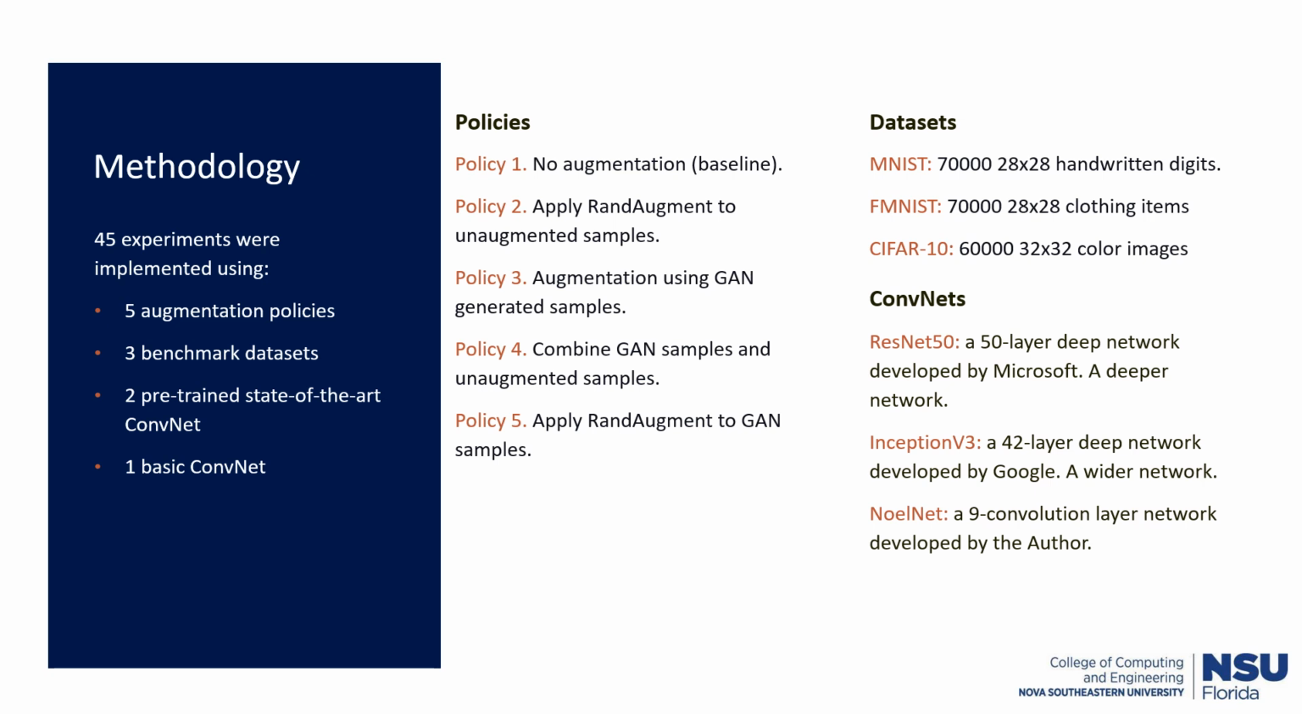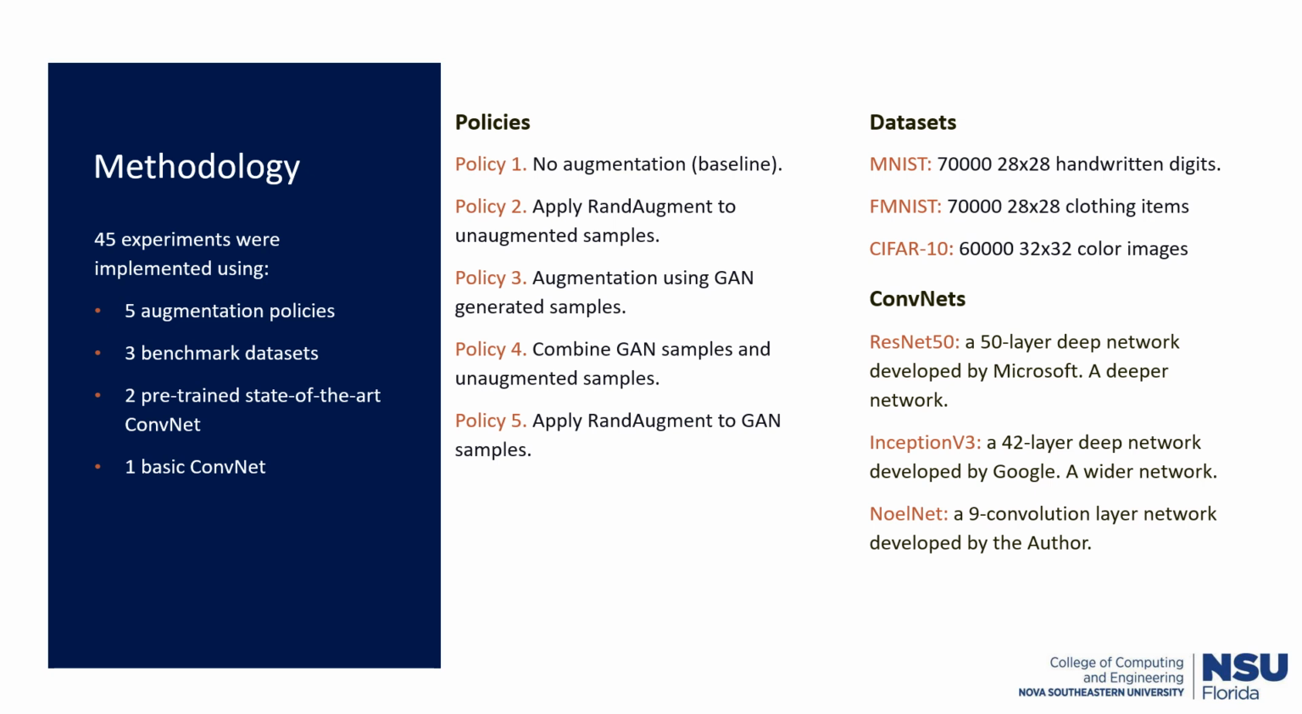Now, the methodology. 45 experiments were done in this study using 5 augmentation policies, 3 benchmark datasets, 2 pre-trained convnets, and 1 basic convnet. So the policies are such. Policy 1, we have no augmentation. Policy 2, we apply RandAugment to the unaugmented samples. Policy 3, we use samples that were only generated from the GAN. Policy 4, we combine the GAN samples and the unaugmented samples. And policy 5, we apply RandAugment to the GAN samples.